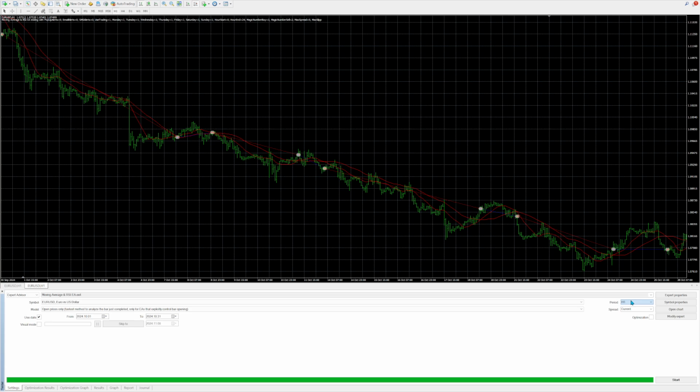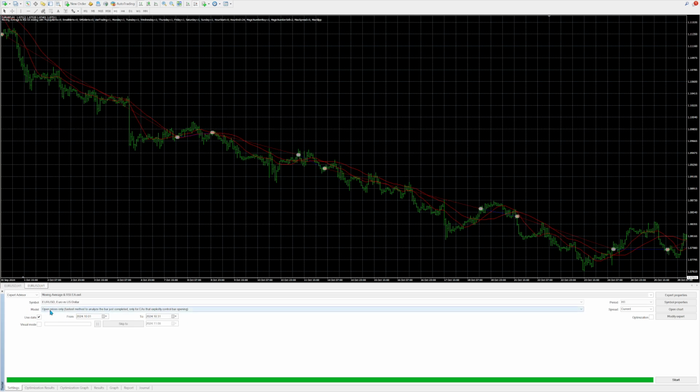I just prefer the 1 hour, 4 hour, and daily simply because they contain more price data, and therefore I find the signals tend to be more reliable. And that doesn't just apply to this EA, that applies to trading in general from my experience. So price action, support, resistance, trend lines, etc.